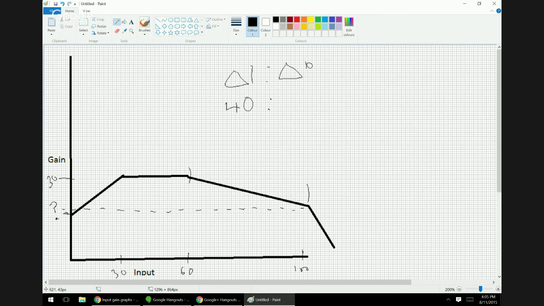Change in output is going to have to be 20, right? That will make it 2-to-1. So to get a 20 dB change in output for a 40 dB change in input, we have to work out what our input was to start off with. Our input to start off with was 60 plus 30. That was our initial input. It was 90, 60 plus 30.